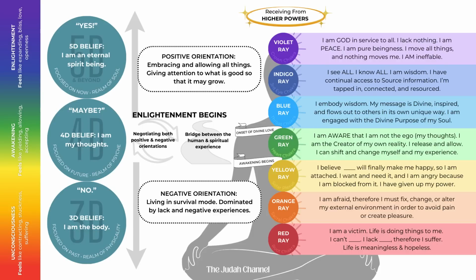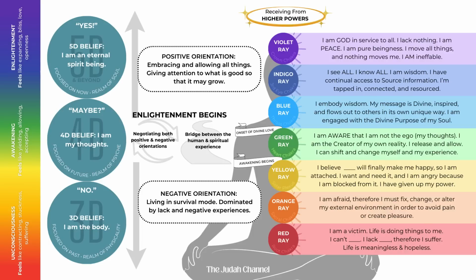So in those bottom three rays, red, orange, and yellow, if we're still unconscious, then our life will be negatively oriented. We'll be living in survival mode. We'll be dominated by lack, by suffering, by negative experiences. The mantras of our life will be something like: life is doing stuff to me and I have no control over it. I'm afraid and I want to control. I'm sad and I'm suffering. There's lack and limitation all around me.